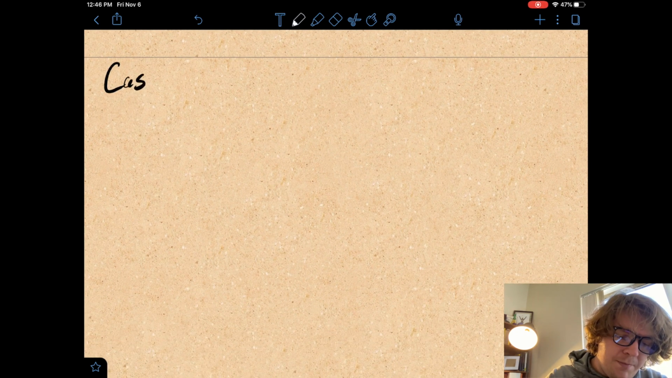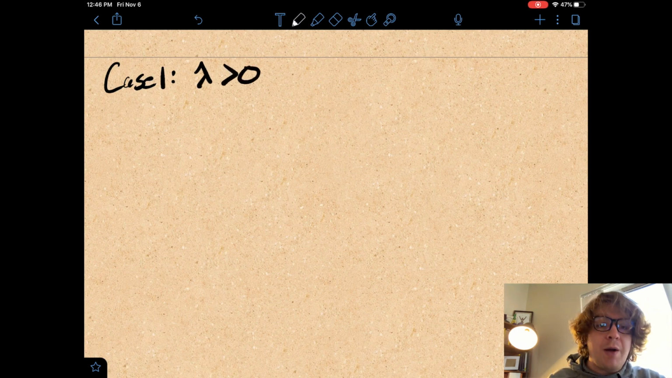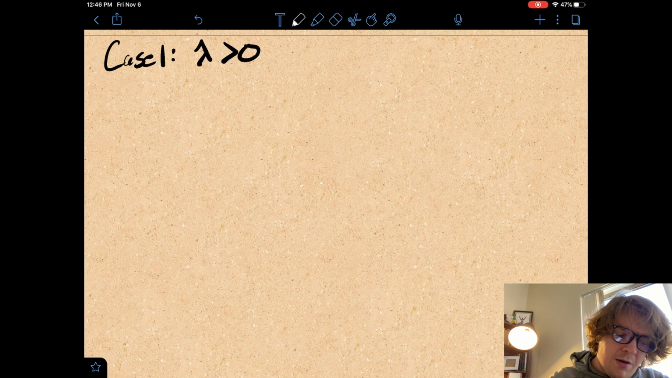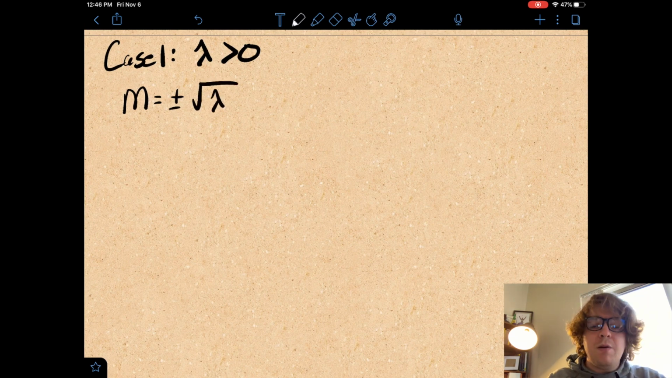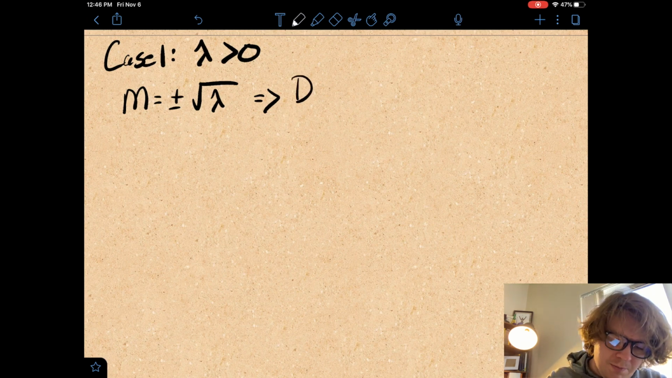So case 1. Let's say in this case we want to look at what happens if lambda is greater than 0. In this case, the solution to our characteristic equation will be m equals plus or minus the square root of lambda. Here the square root of lambda is a real value. So this is the case where our characteristic equation will have two real distinct roots.